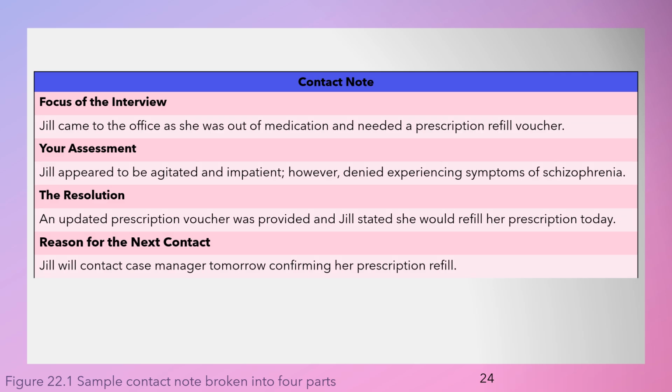Were you able to identify all 4 parts? Let's take a look. The focus of the interview: Jill came to the office as she was out of medication and needed a prescription refill voucher. Your assessment: Jill appeared to be agitated and impatient, however, denied experiencing symptoms of schizophrenia. The resolution: An updated prescription voucher was provided, and Jill stated she will refill her prescription today. Reason for the contact? Jill will contact case manager tomorrow confirming her prescription refill.